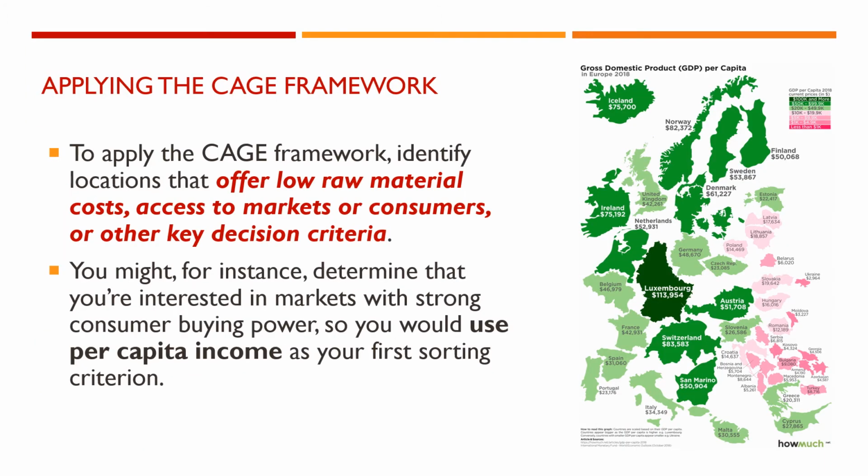To apply the CAGE framework, identify locations that offer low raw material costs, access to markets or consumers, or other key decision criteria. You might, for instance, determine that you're interested in markets with strong consumer buying power, so you would use per capita income as your first sorting criterion. As a result, you would likely end up with some type of ranking.